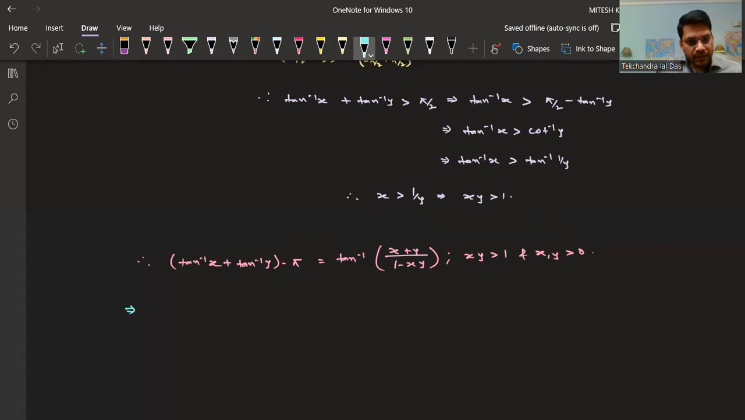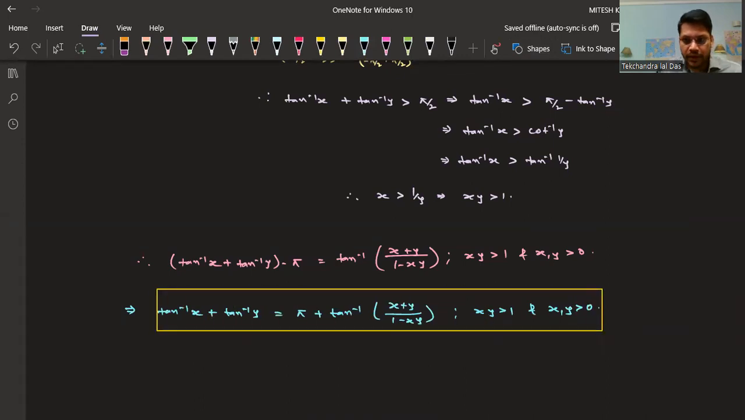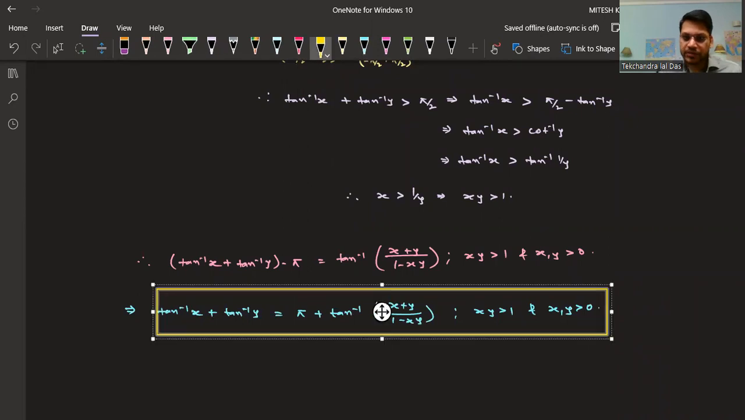Okay, now from this we can also write tan inverse x plus tan inverse y equal to pi plus tan inverse x plus y by 1 minus xy. Okay, and this is for xy greater than 1 and x comma y greater than 0. Okay, let me round this formula, cover this formula like this. Okay. So again, we have solved this branch. Okay, we have proved this branch.